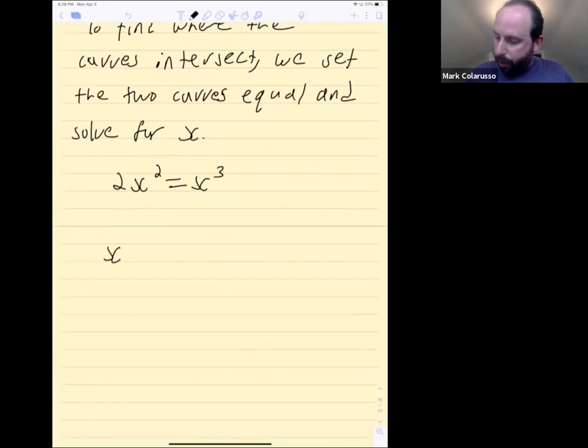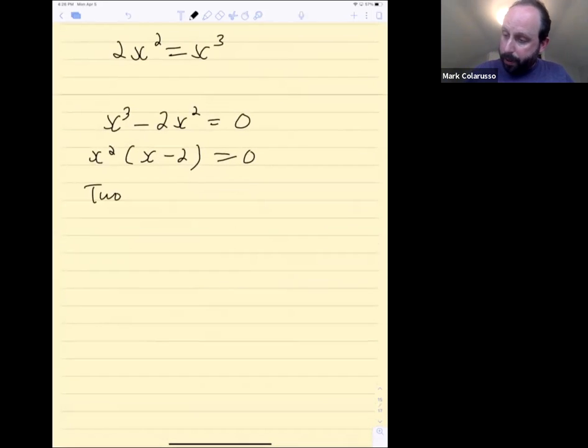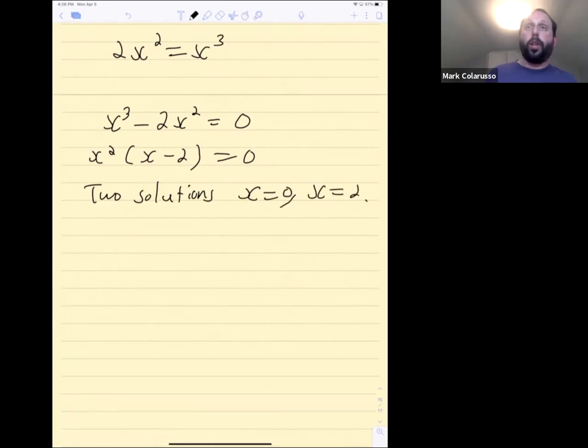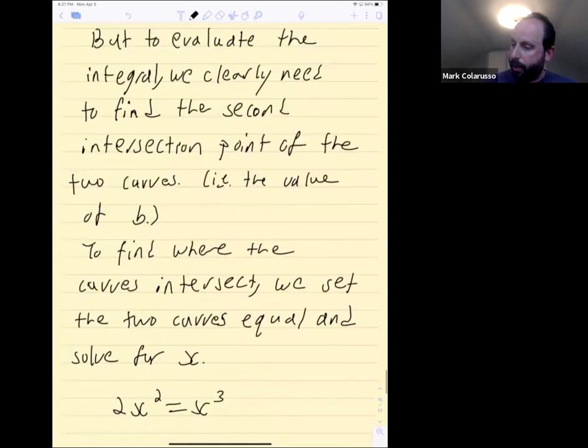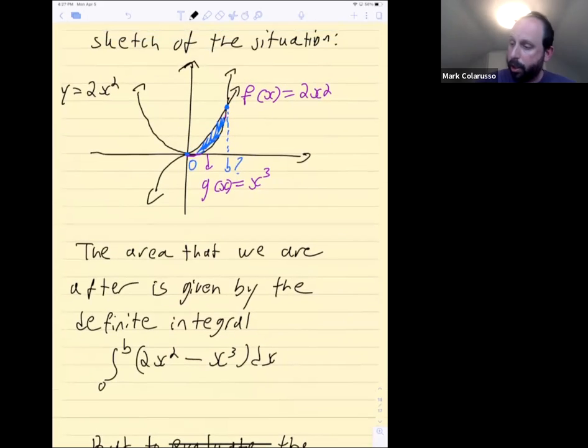We can bring over the 2x squared to the right side and factor out an x squared, giving x squared times (x minus 2). You have two solutions. One solution is x equals 0, and the other is x equals 2. We already knew about 0 because we'd drawn the graph, but if you hadn't been able to draw the graph, you'd have to do this. And so the missing point, the second intersection point, is 2.